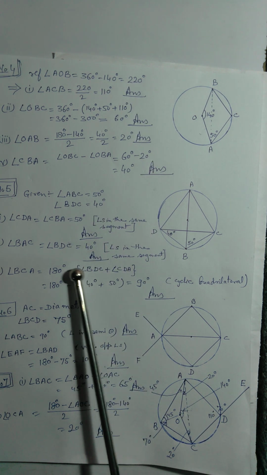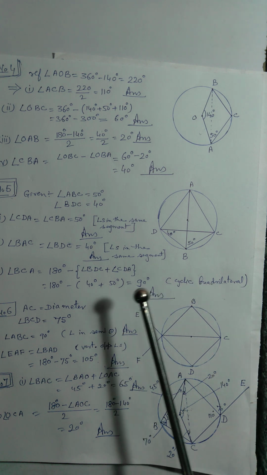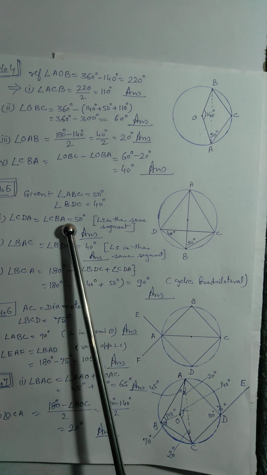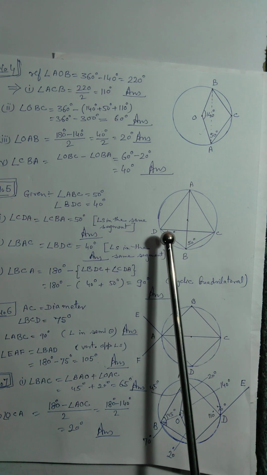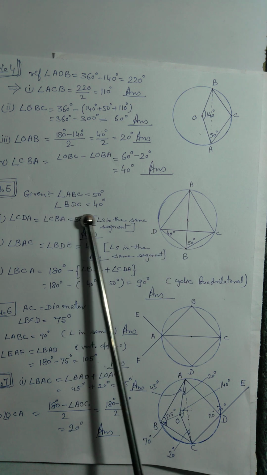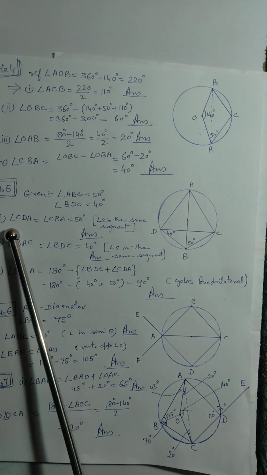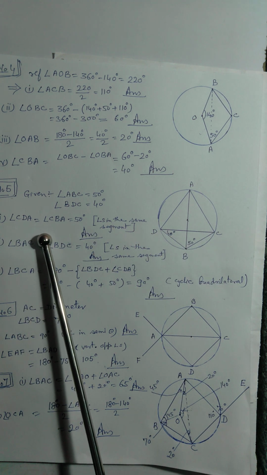Now come to the question number 5. Question number 5 states that in the figure, if ABC is 50 degree and BDC is 40 degree, calculate CDA, BAC and BCA. See, what is given, ABC is 50 degree and BDC is 40 degree. So we have to find out CDA.